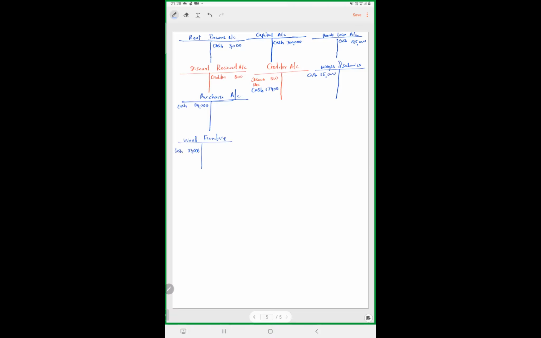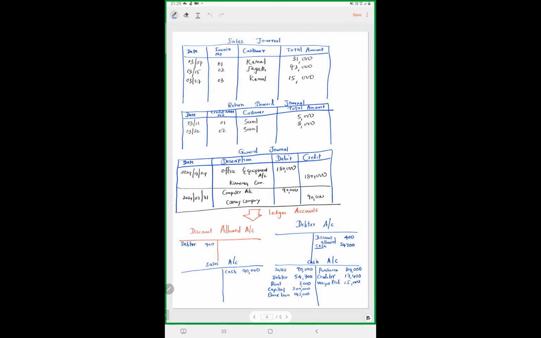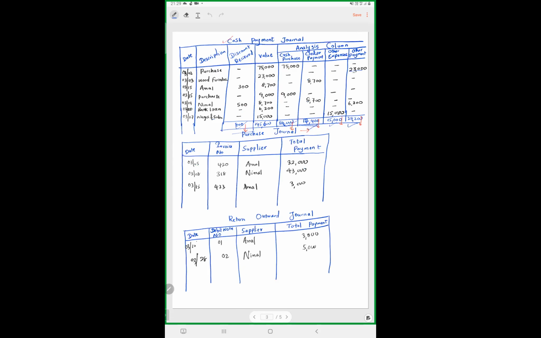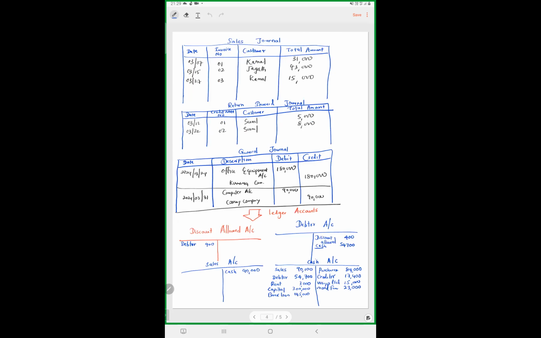So therefore wood furniture account debit 23,000. Cash account credit, wood furniture, 23,000.